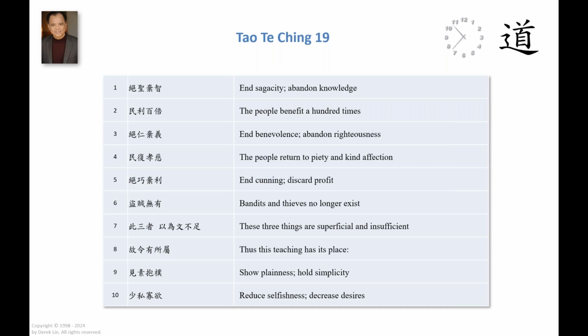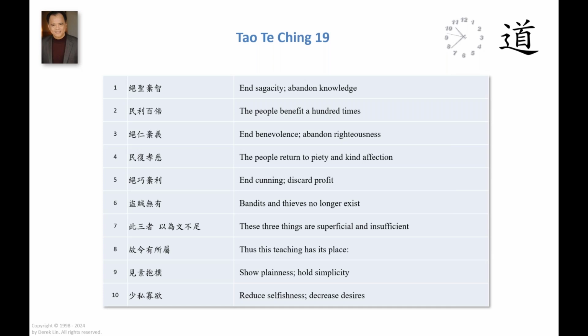道德经 19. Abandon sagacity, abandon knowledge. The people benefit 100 times. Abandon benevolence, abandon righteousness. The people return to piety and kind affection. Abandon cunning, discard profit. Bandits and thieves no longer exist. These three things are superficial and insufficient. Thus, this teaching has its place.